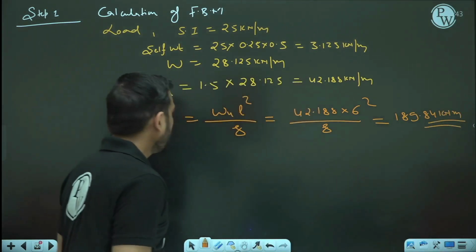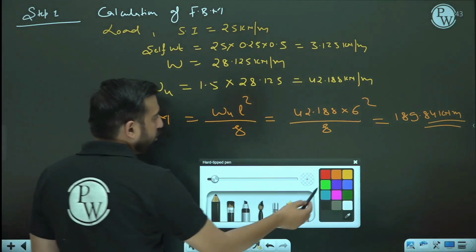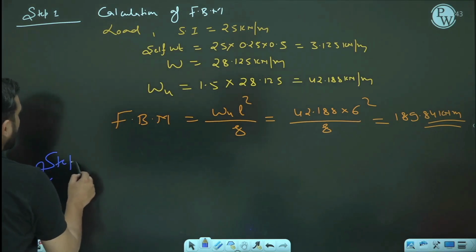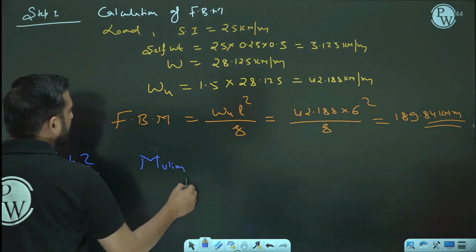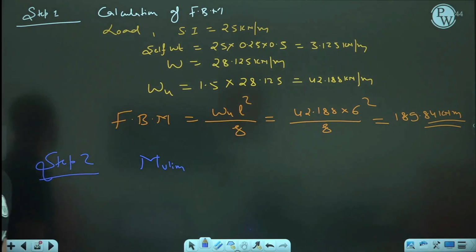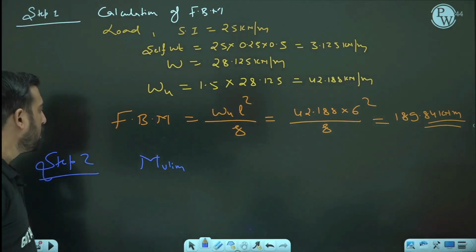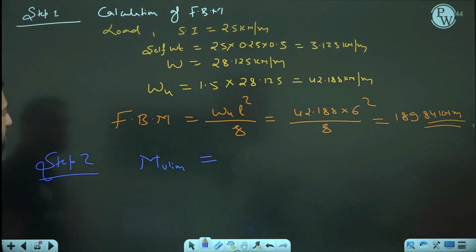Okay. So this is the factored bending moment. Now in step number 2, we are going to calculate Mu lim, because the comparison has to be made between Mu and Mu lim, the factored bending moment and Mu lim. So how much is Mu lim?